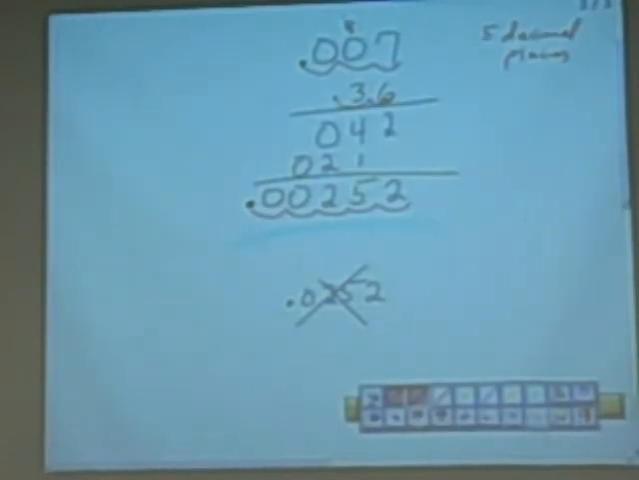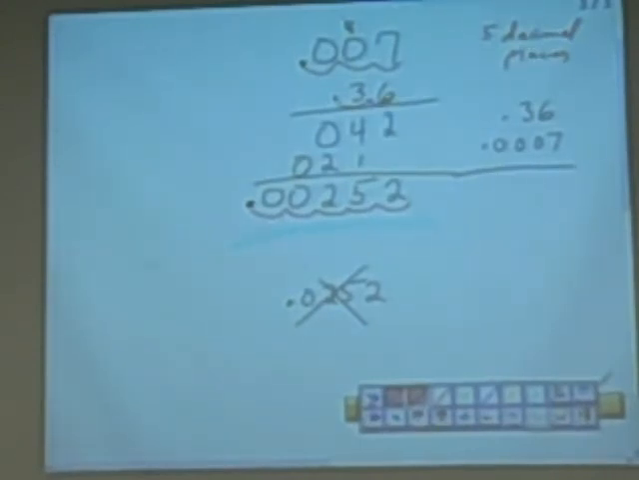So the one with the most digits goes on the top. Even though you could do it either way, and you could have multiplied 0.36 times 0.007, and you would have gotten the same answer. I would say it's a matter of personal preference, which way works better for you, and if it works better the other way, that's fine too. Alright? Any other questions with that?